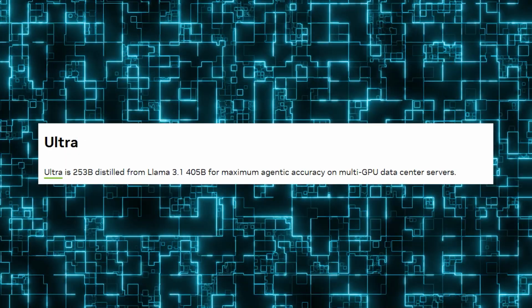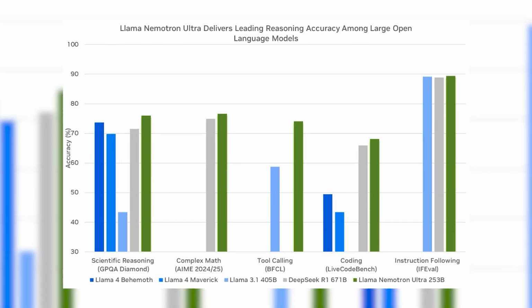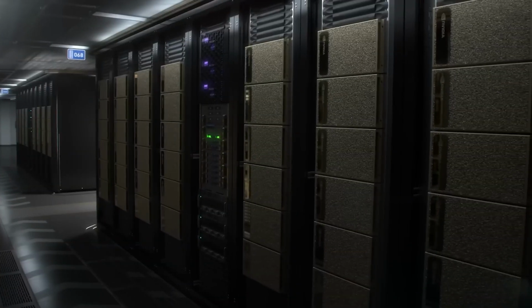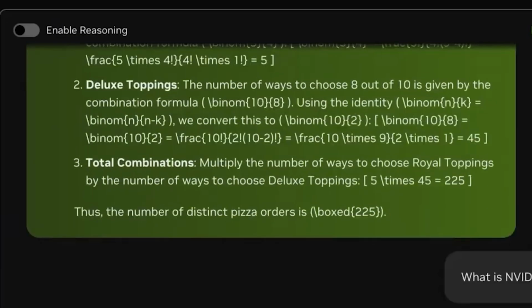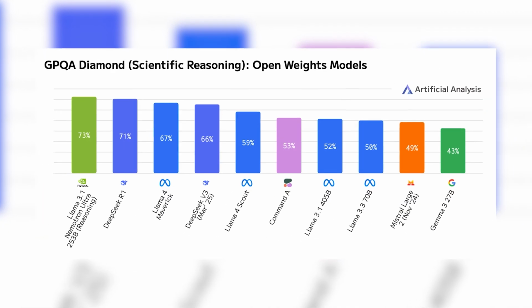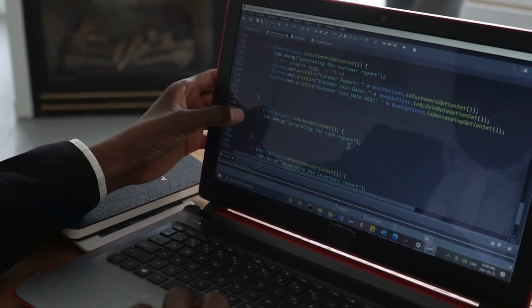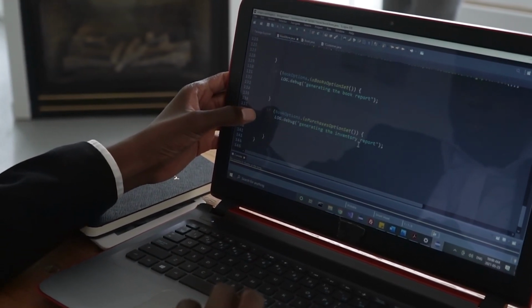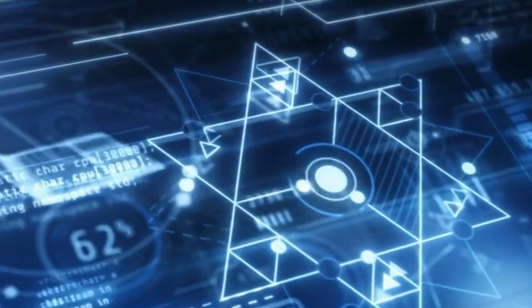And our star today, Ultra. NVIDIA says this delivers the greatest agent accuracy for complex systems, also optimized for multi-GPU setups in data centers. The common thread? These models are laser-focused on reasoning capabilities. We're talking postgraduate-level scientific thinking, advanced math, coding prowess, following complex instructions, and even calling tools. Basically getting AI agents to think and act more autonomously.